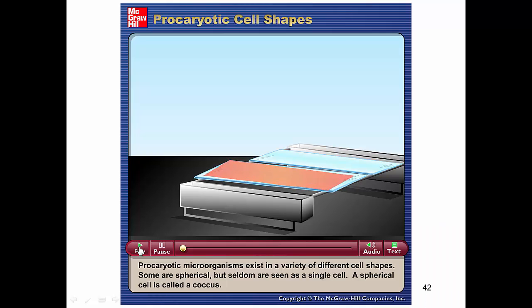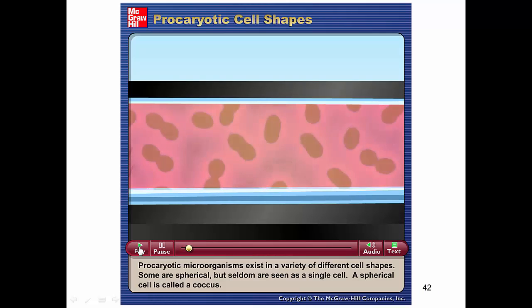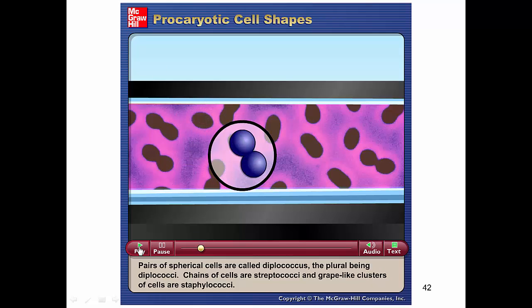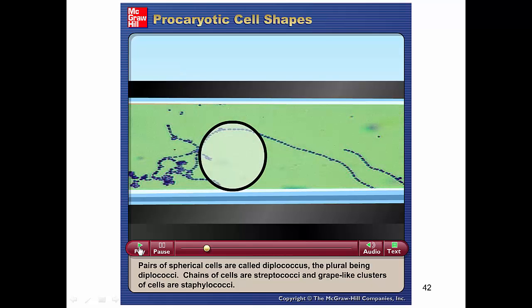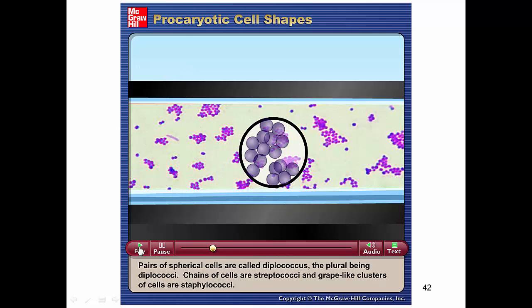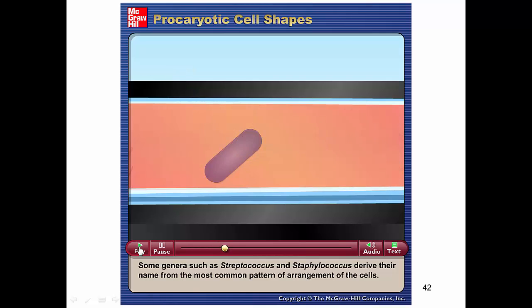Prokaryotic microorganisms exist in a variety of different cell shapes. Some are spherical, but seldom are seen as a single cell. A spherical cell is called a coccus. Pairs of spherical cells are called diplococcus, the plural being diplococci. Chains of cells are streptococci, and grape-like clusters of cells are staphylococci. Some genera, such as Streptococcus and Staphylococcus, derive their name from the most common pattern of arrangement of the cells.